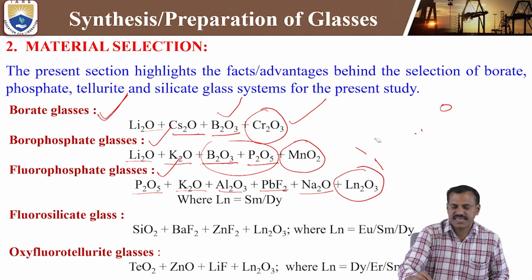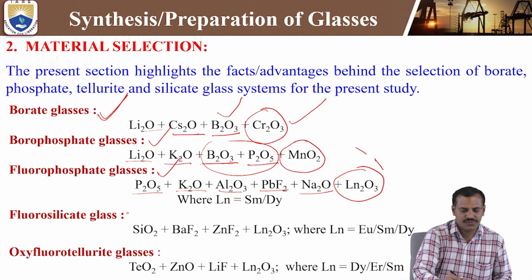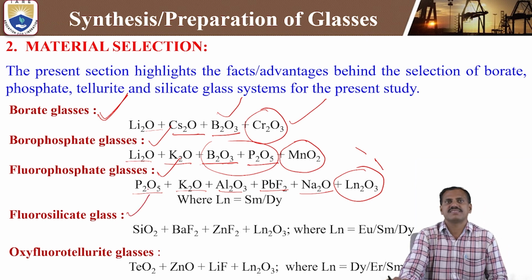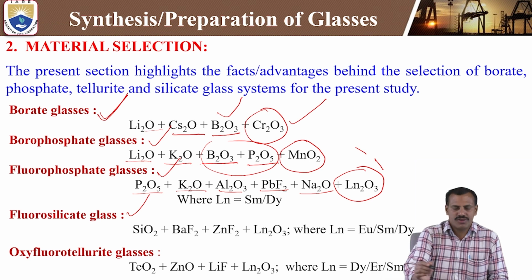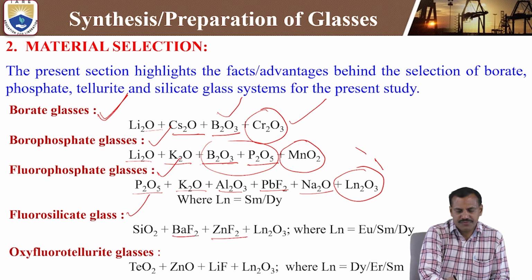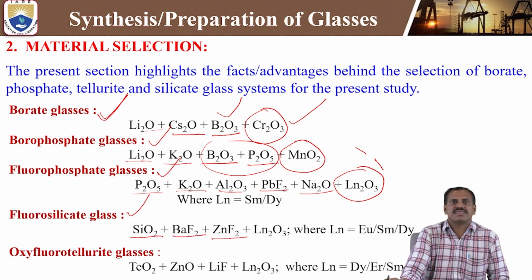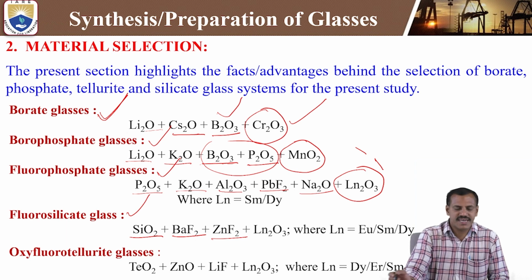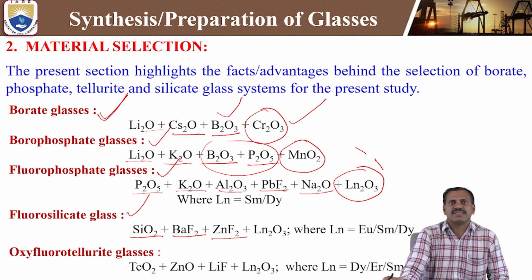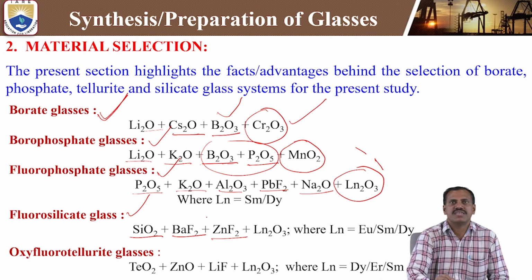Next, coming to the fluorosilicate glasses. In fluorosilicate glasses, the major composition is silicate and fluorides: zinc fluoride, barium fluoride and silicon dioxide. These are the important compositions. Silicon dioxide is taken in larger amount, as the glass former. More percentage of the composition comes from silicon dioxide, and the rest is barium fluoride and zinc fluoride.